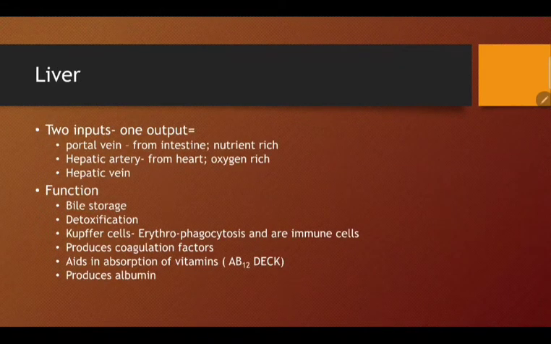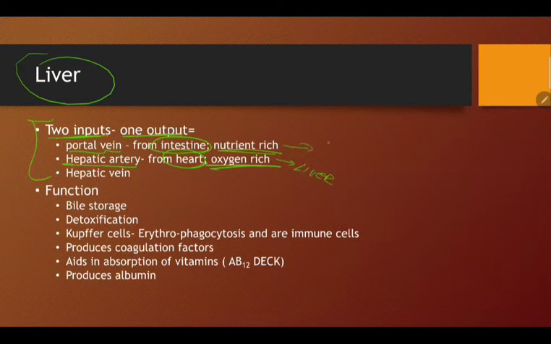All right, so we have finally reached the liver, which is the last part of the pathology topic for today. Liver, basic outline: the blood supply is 2 inputs and 1 output. The 2 inputs: portal vein, which gets blood flow from the intestine and is nutrient rich, and hepatic artery, blood from the heart, which is oxygen rich. So this supplies the liver. The liver helps with detoxification and absorption. All right. And hepatic vein, which is the output.